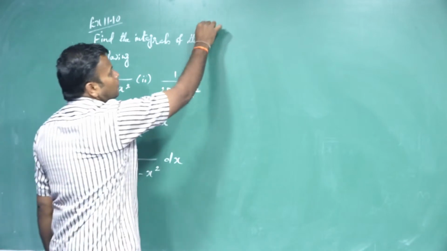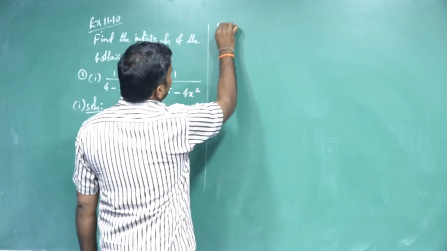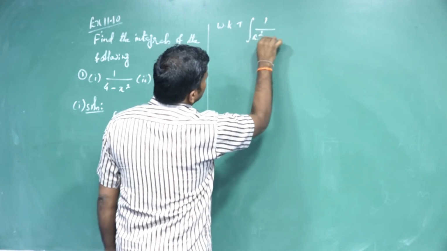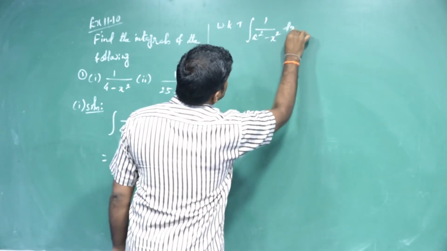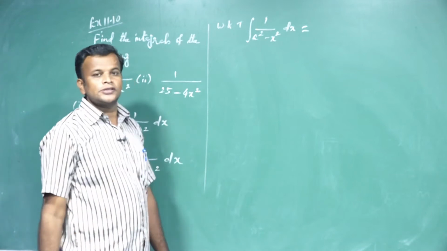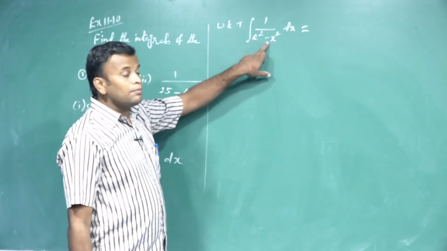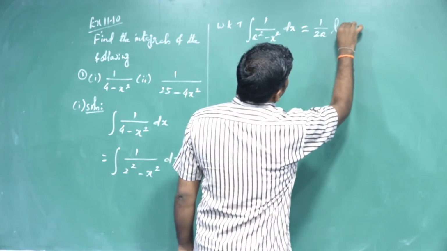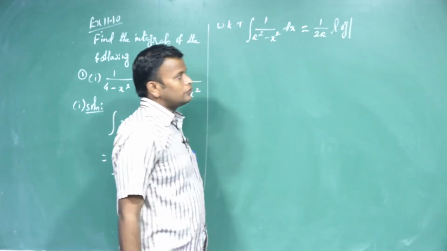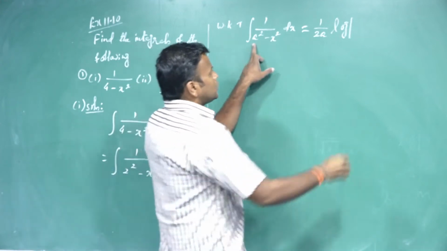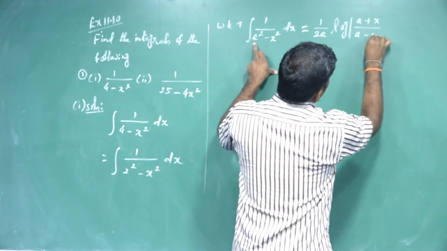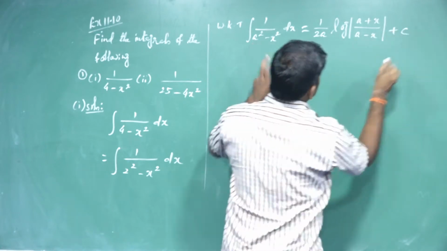So we write the formula, you know that. Integrating 1 divided by a square minus x square into dx, whose formula is 1 by 2a log of modulus a plus x by a minus x plus c.